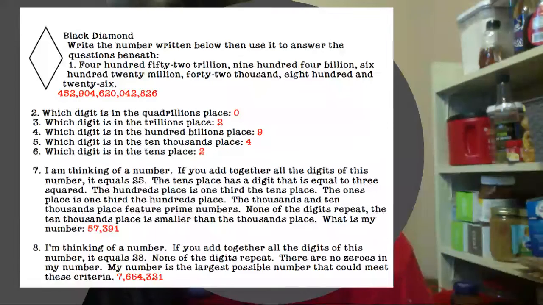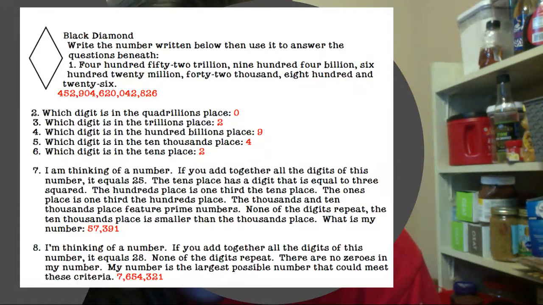So, answers. For number 1, it's 452,904,620,042,826. That is a mouthful. Number 2 is 0. Number 3 is 2. Number 4 is 9. Number 5 is 4. Number 6 is 2.